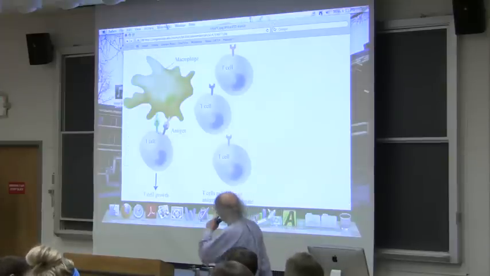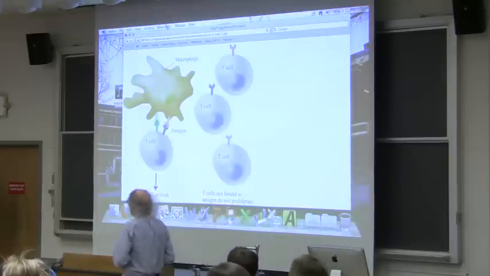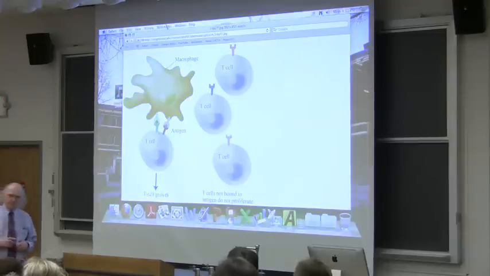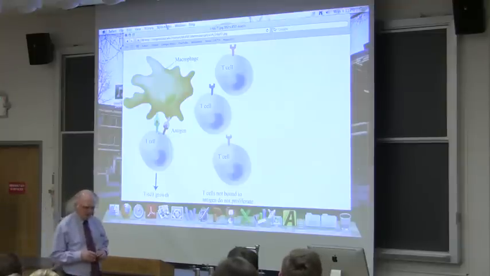Clonal selection. All right. Now, one of the things we hear about with respect to antibodies are what are called monoclonal antibodies. So it's a term that I want you to be familiar with.